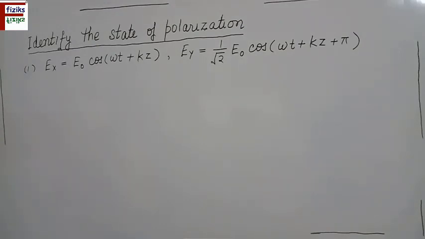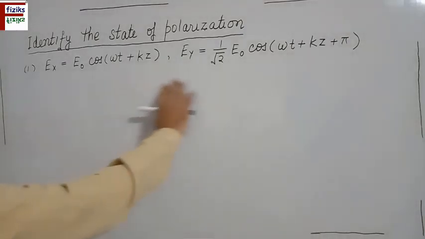We have to find out whether this is plane polarized, circularly polarized light, or elliptically polarized light. And if it is elliptically or circularly polarized light, then we have to find out whether this is right circularly polarized light or left circularly polarized light, or right elliptically or left elliptically polarized light. So we will start with this example.